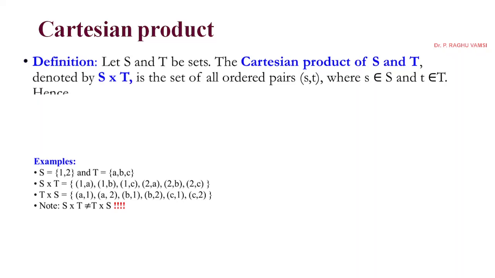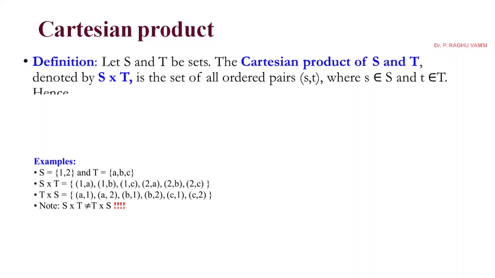Okay, which is S comma T, small s comma small t. S is equal to {1, 2} and T is equal to {A, B, C}. Now how can you make the ordered pair here? The first element in set S with the first element in the set T. Next, the first element in the set S with the second element in the set T. Like that you make the ordered pairs.